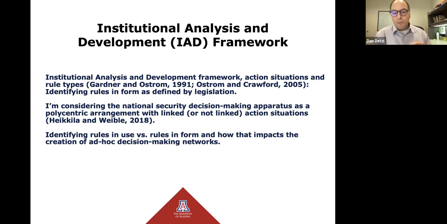So there is a sense of purpose for having not a hierarchical decision-making system within the military, or the national security construct. But there are times where this, I think, inhibits, especially in these long-term conflicts, coming up with coordinated action, coordinated activities. So I'm using this to identify the IAD framework to identify rules in use versus rules in form, which is formal versus informal, and how that impacts this creation of ad hoc decision-making networks, which I'm going to get to later in my research.